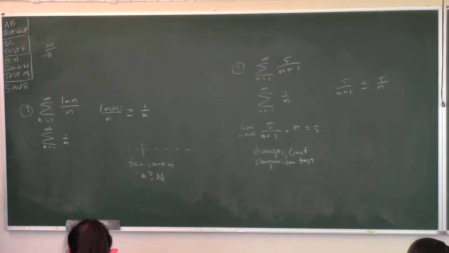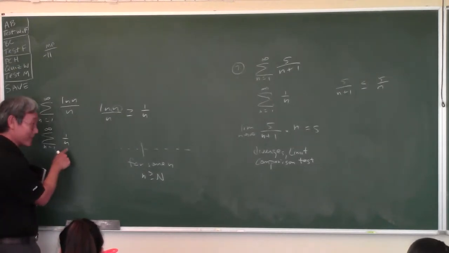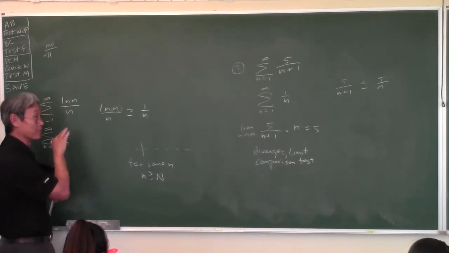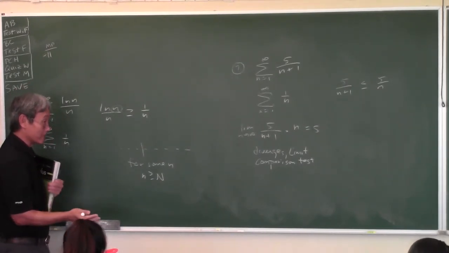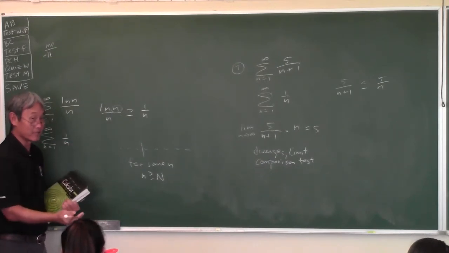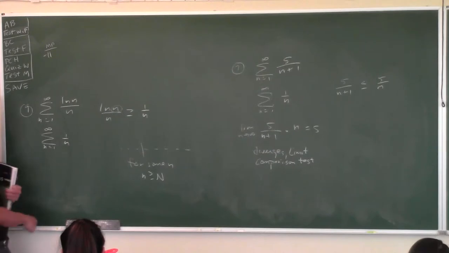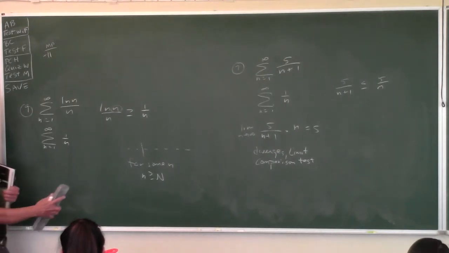Because think about it. If this series diverges to infinity, and you can say that this series is bigger than that, what's bigger than an infinite sum? Another infinite sum. That's right. It has to be bigger. Some infinities are bigger. Okay, now, is that the only test we could have used here?